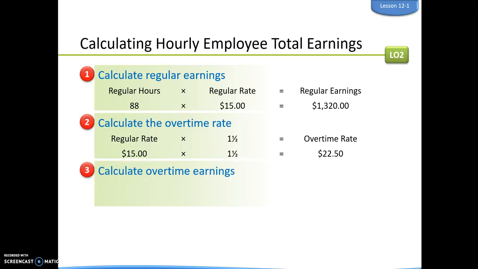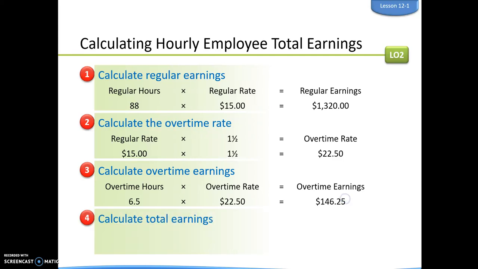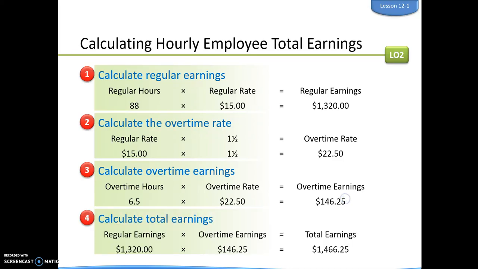Then, to calculate your overtime earnings, take your overtime hours, multiply it by your overtime rate, that gives you your overtime earnings. Then to calculate your total earnings, you add the regular earnings plus the overtime earnings to get your total earnings.